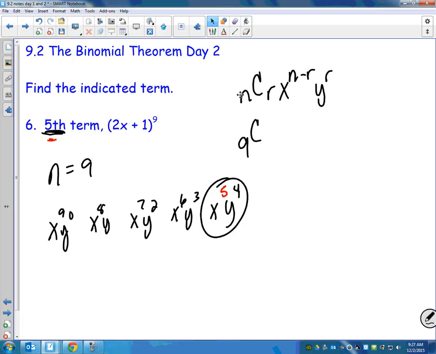This is the 5th term, which means looking at this, I know r is 4. Yes? That's true, because I actually worked it out. And I would be left with x to the 5th, y to the 4th.